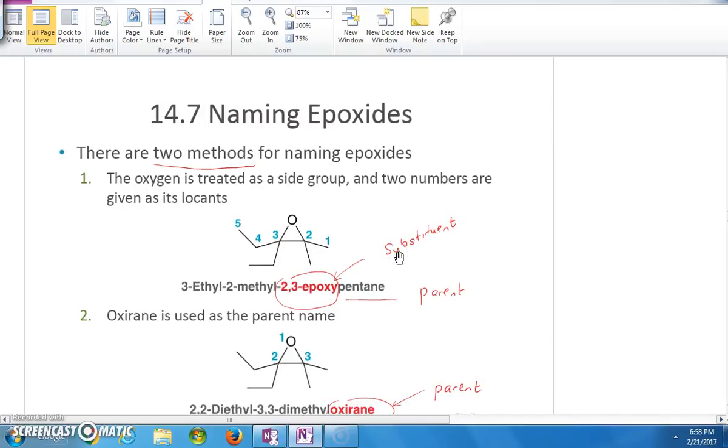You can either name the epoxy group as a substituent, in this first case. And then, of course, you have to consider the parent. The parent in this case is pentane. And at the 2,3 position, you have the epoxy group, okay? And at the 3 position, you have an ethyl. At the 2 position, you have a methyl. And then at the 2,3 position, you have the epoxy. Notice that the epoxy is just before the parent. It's not alphabetical. It's actually just before the parent, okay?